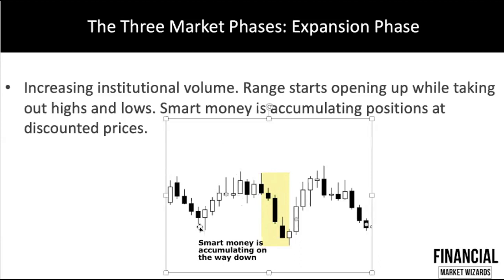In this space, a lot of retail traders follow the trend. They say, oh, the market has just broken out of consolidation, in which they're kind of right, except that they don't realize that they're in the expansion phase. And what smart money is doing is actually accumulating positions at a discounted price. As price goes down, they are buying the position.